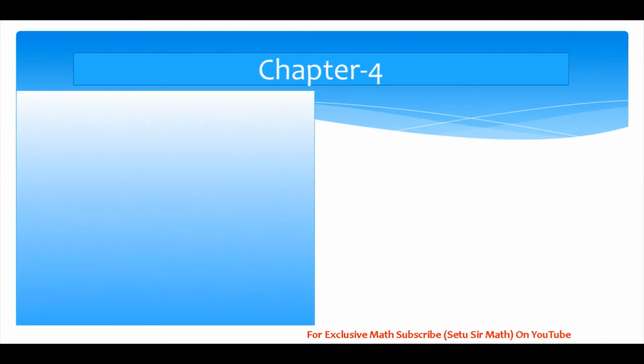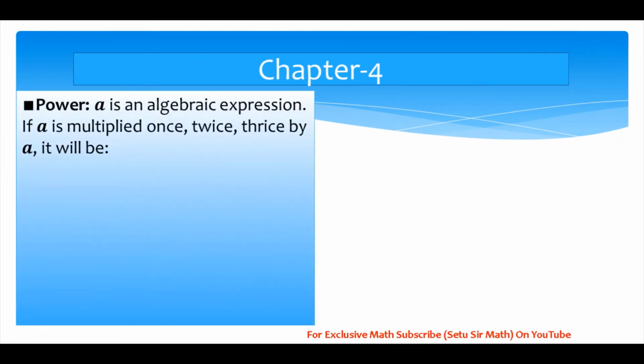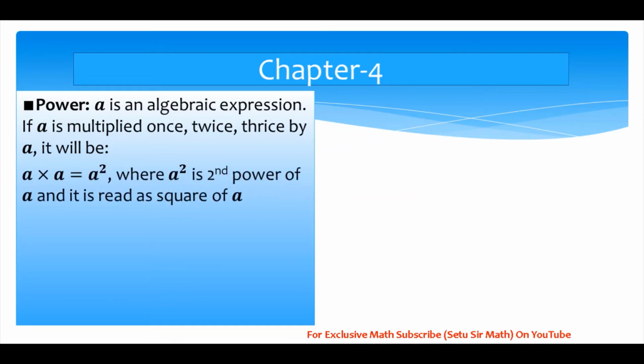My dear students, now power. A is an algebraic expression. If A is multiplied once, twice, thrice by A, it will be A multiplied by A equals to A square, or A to the power 2 is the second power of A, and it is read as A square of A. That means you can say A to the power 2, or you can read A square.